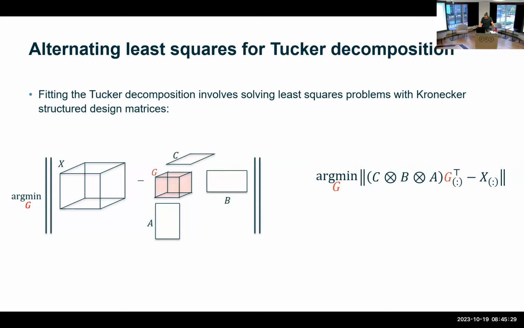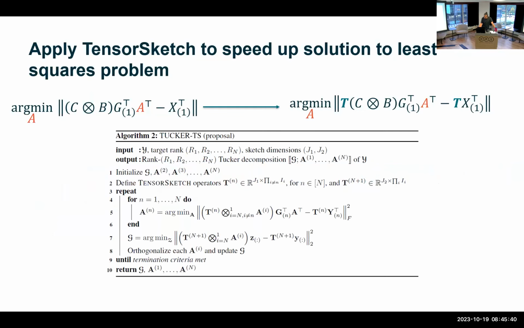I'm just gonna click through them, and you can see here that you can formulate all of these least squares problems. So what we did here was to insert these tensor sketches that I discussed earlier into this problem. We apply tensor sketch to the design matrix, and to the reshaped tensor, and we get this kind of alternating least squares algorithm.